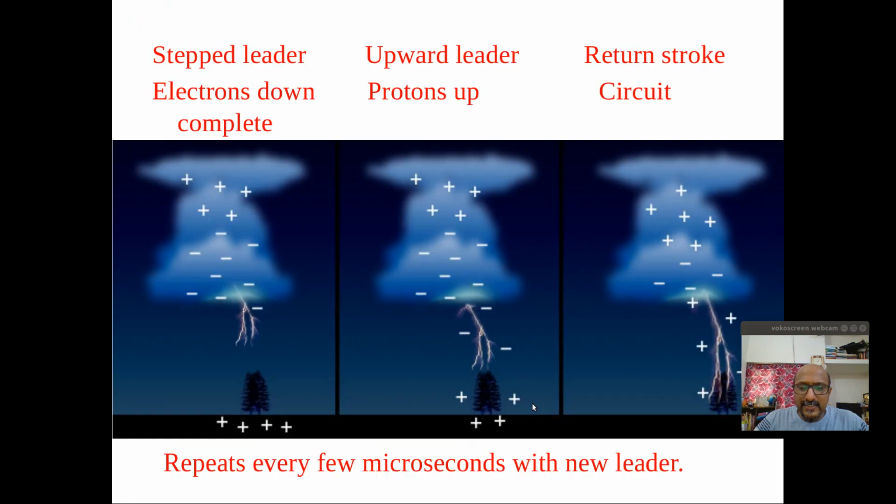So this is the typical way of generation. Initially the negative charged particles come down in a stepped leader, and then the positively charged particles go up in the upward leader, so that the circuit completes, and then there is a return stroke that comes as the lightning strike towards the ground. So this is very common, and it lasts only a few microseconds. In a matter of a few microseconds all this happens.